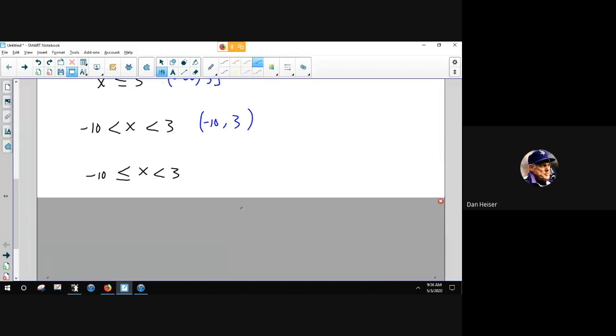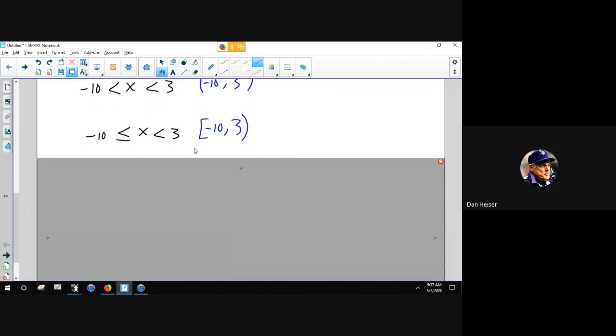This looks like I'm going to have a mixed notation. Bracket for the negative 10 because x could be that value. Parenthesis for the 3. So here's the interval, negative 10, 3. And sometimes we say negative 10 inclusive 3.